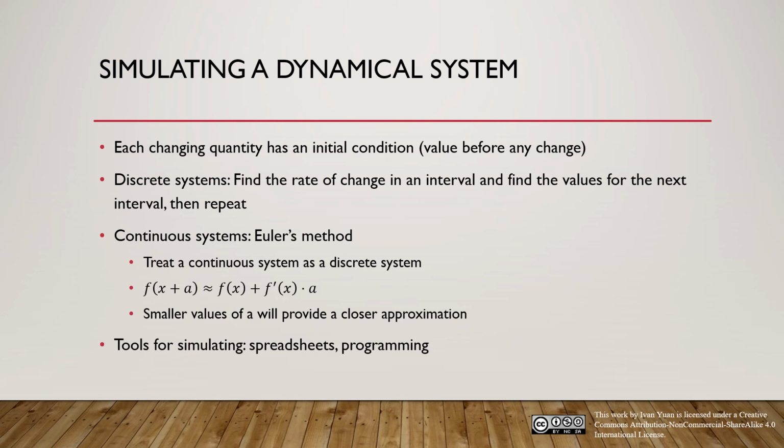However, for a continuous system, we will use Euler's method. Actually, Euler's method might seem complicated, but it is just treating a continuous system as a discrete system. So, we have here the formula for Euler's method. It's really simple: you essentially pick a time interval and you assume that the rate of change is fixed in that time interval, and you use that rate of change to approximate how the system will grow. And a smaller value of delta t, or the time interval, will provide a closer approximation. So sometimes we want a smaller value of delta t.